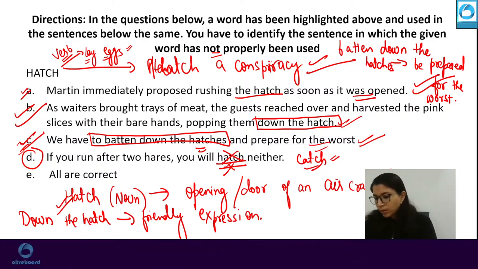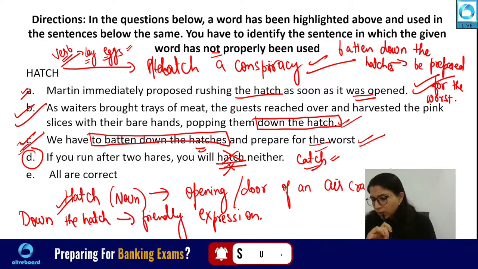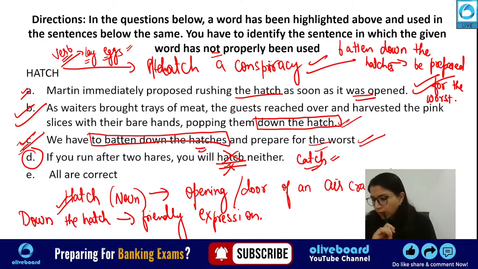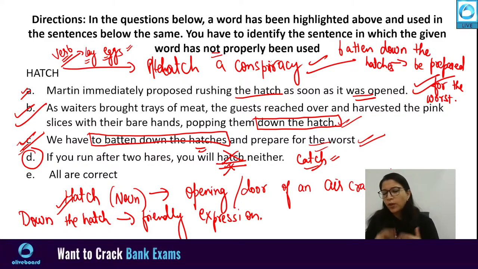Now, let's see the next. What are you talking about, Prabhuda? Yes, it will not yield. Yes, if you will run after 2 years.